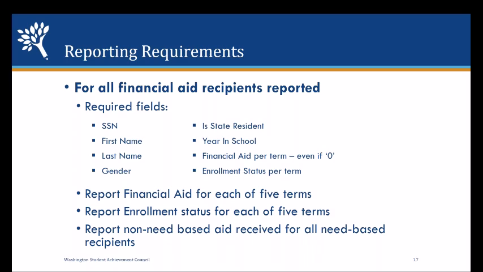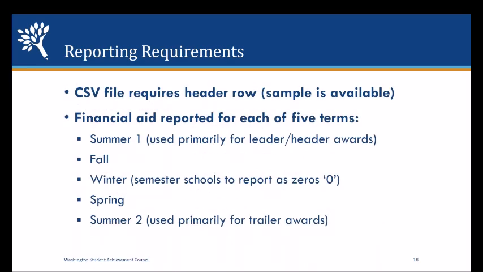information. We need you to report financial aid for each of the 5 terms, report enrollment status for each of the 5 terms, and report non-need-based aid received for all need-based recipients. As I mentioned earlier, the CSV file requires a header row, and we do have a sample available on the WASAC site. Financial aid is reported for each of the 5 terms.